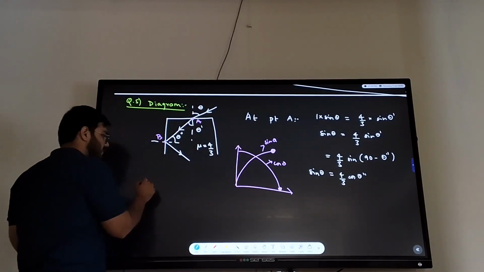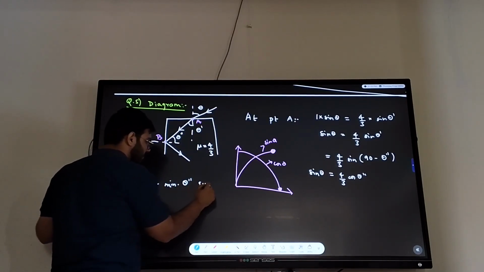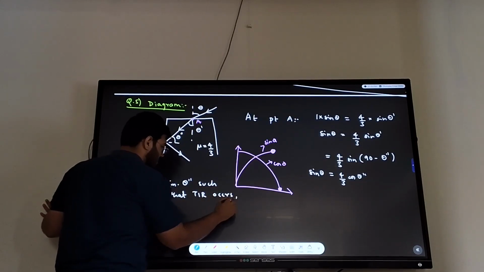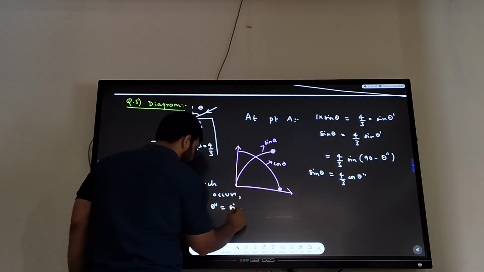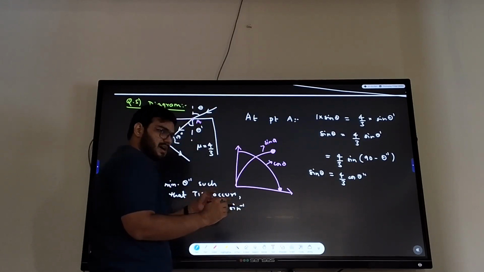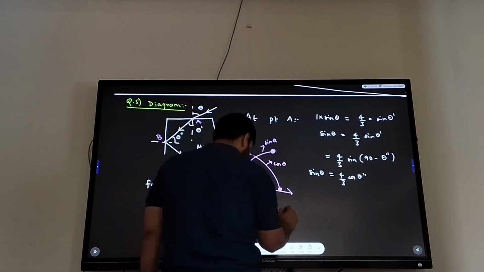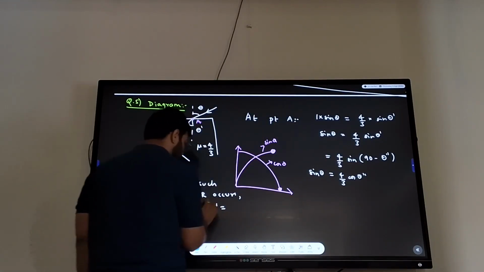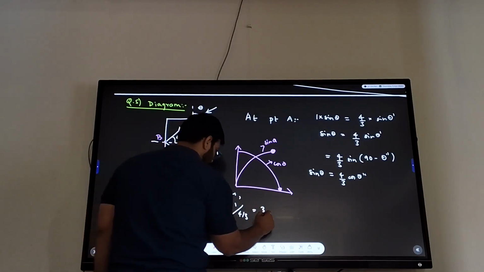So for minimum theta double dash such that TIR occurs, the condition is something like what? Theta double dash is sine inverse of mu r by mu, and let's say write it sin theta. So this will be 1 upon 4 by 3. This will be 3 by 4.